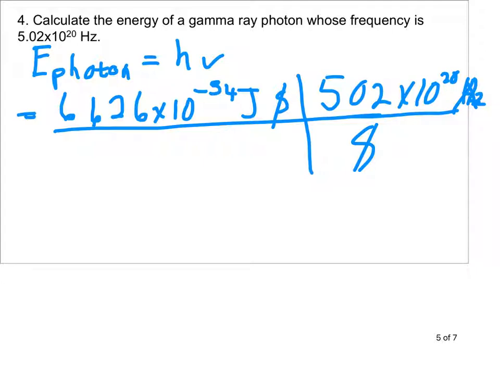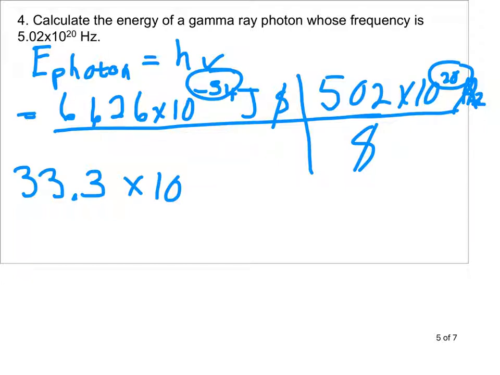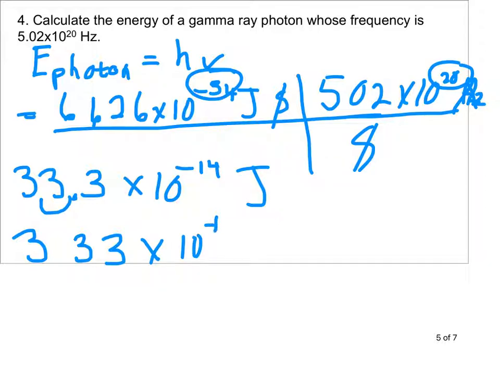We'll go ahead and multiply 6.626 times 5.02, and we get to keep 3 sig figs. That would be 33.3 times 10 to the, we get to add the exponents together, negative 34 and 20 is negative 14 joules. Move our decimal back 1 spot to get it in proper scientific notation. We get 3.33. I made this one smaller, so I want to make this one bigger, which would be negative 13 joules.